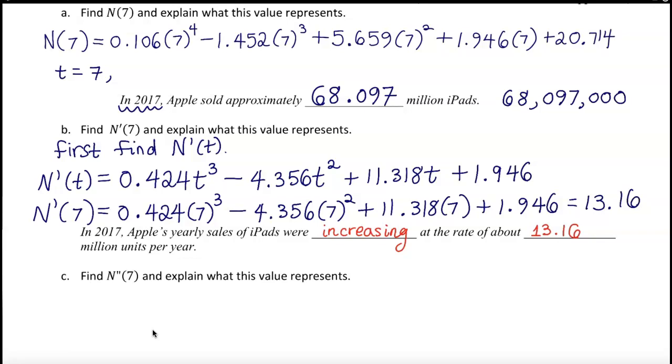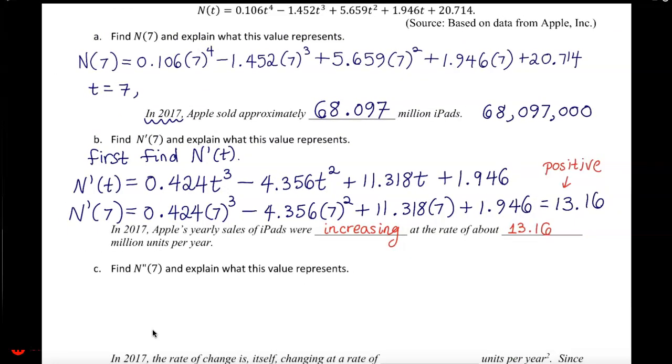Why am I saying increasing? This is a positive answer, right? If it was negative, I would have said their iPad sale is decreasing at this rate. But the rate of change of the number of iPads sold is positive, so their sale is increasing at that number of iPads per year. Okay, doing good. How about the last one, the second derivative?